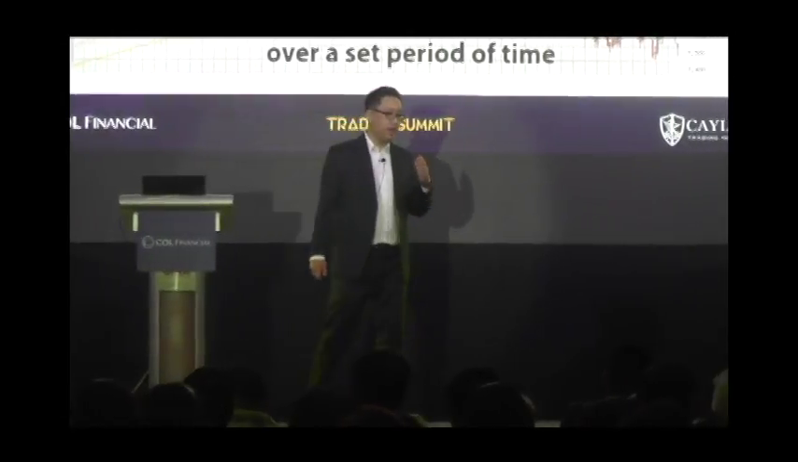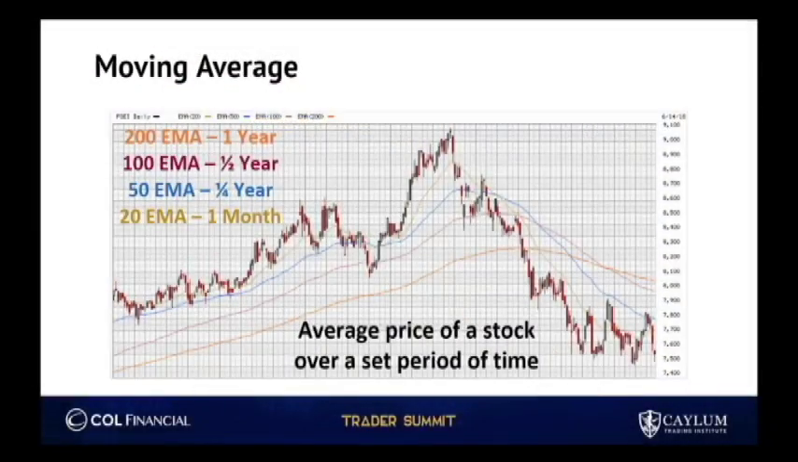So 200 EMA. Bakit 200? How many weeks in a year? 52, right? How many working days in a week? 5. If I multiply 52 times 5, that's how many working days there are in a year. Does that equal 200? 52 times 5 is what? 260. So bakit 200? Eh, marami tayong holiday, may bagyo.